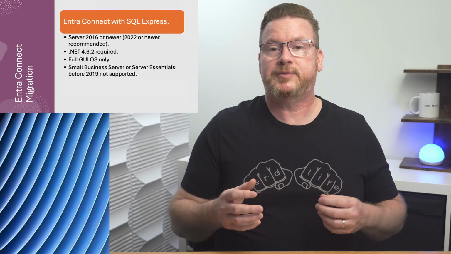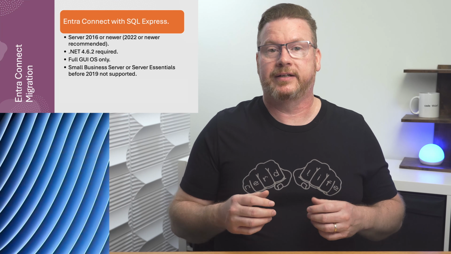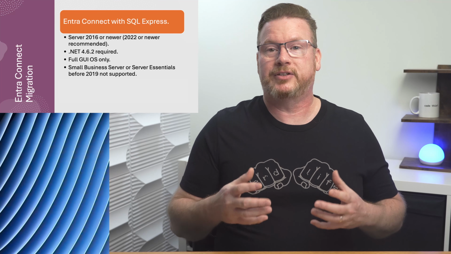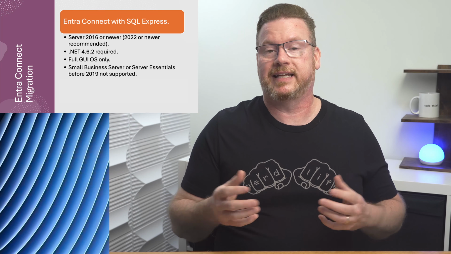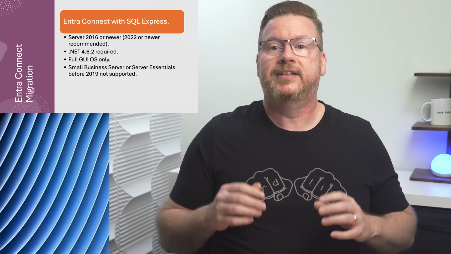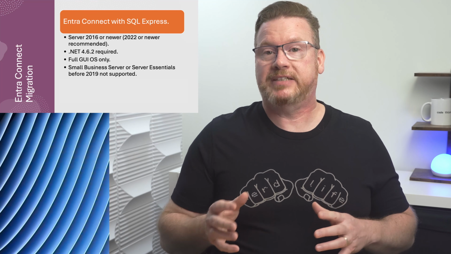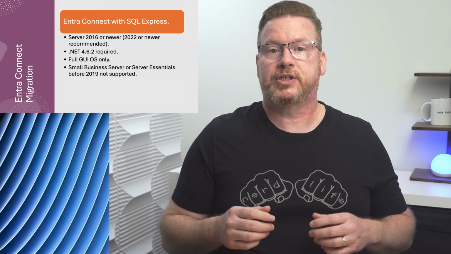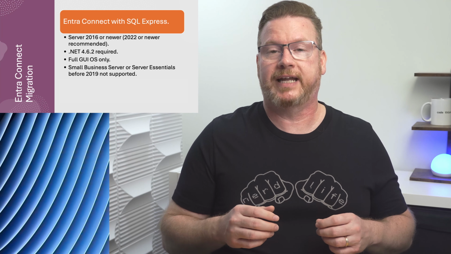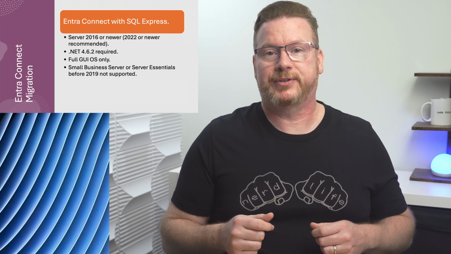Entra Connect must be installed on a domain-joined computer running 2016 or later. Server 2022 or later is better because 2016 is in extended support. It requires .NET 4.6.2 or newer. The server has to have the full GUI, not server core, and can't be installed on Small Business Server or Server Essentials before version 2019. Essentials 2019 and newer can be used with Entra Connect.